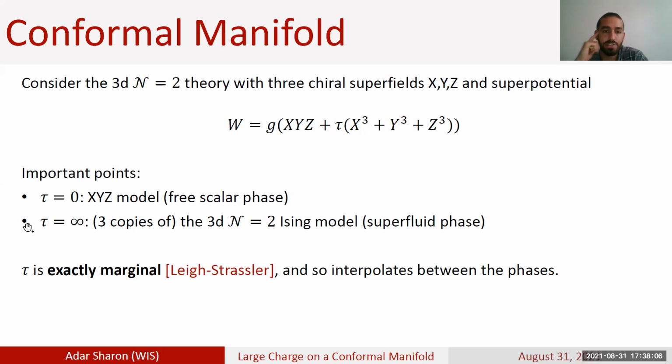The main point is that you can show using standard arguments like Leigh and Strassler that tau is exactly marginal. So tau parameterizes a line of fixed points that connects the XYZ model to this X cubed model. So you can use tau to interpolate between the two phases, between this free scalar phase and the superfluid phase. Because it's exactly marginal, you have a CFT at every point, and so you can use the large charge expansion and study for any value of tau what happens at large charge.